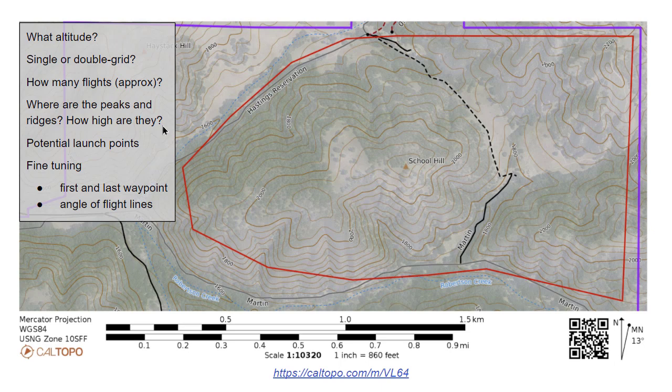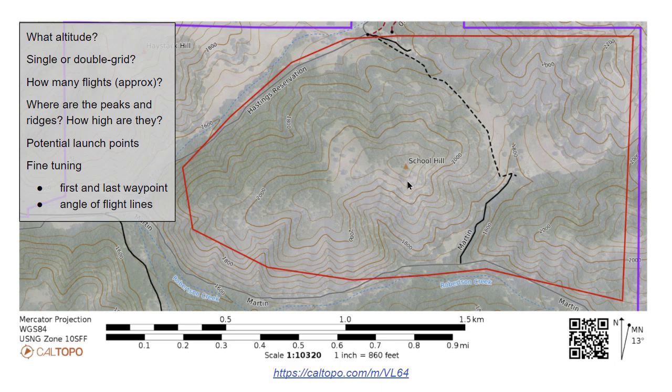The next thing I'm going to look at is in this study area, in this red boundary, where are the peaks? Where are the ridges? I don't want to run into a hill. I don't want to run into a tree. So I'm going to look at these contour lines and figure out how high the hills are. And depending where I'm going to launch from, that can tell me how high I need to fly above the launch point. I'll then look at maybe some potential launch points.